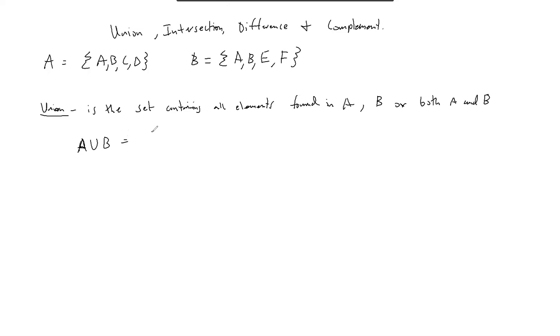So A union B is a set, and it contains A, B, C, because C is in A, D, because D is in A, and then E and F. Right? All values that are found in A, B, or both. So A and B are in both, so we'll include them. C and D are in A, so they'll be included, and E and F are in B, so they'll be included. We don't include anything else, right? If, for example, G is another set, it will not be in there either. Okay?